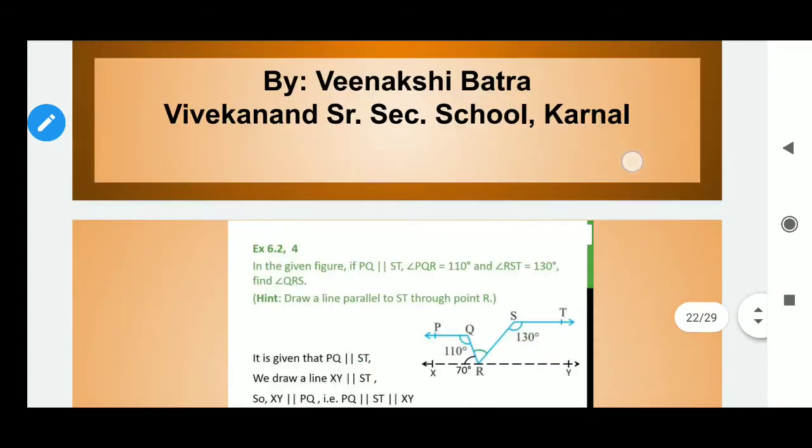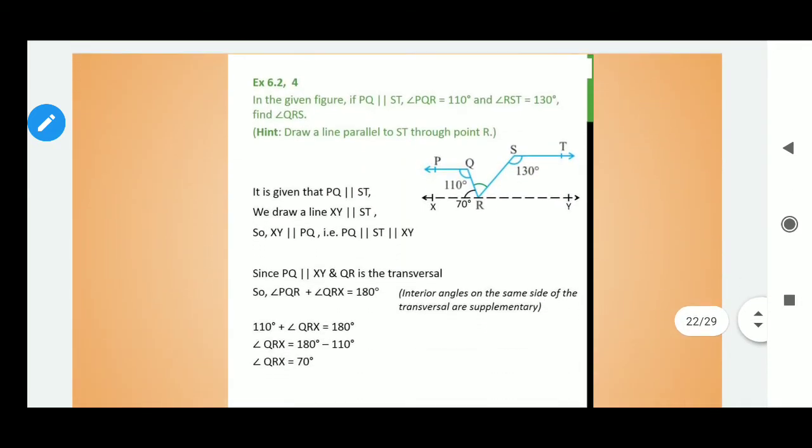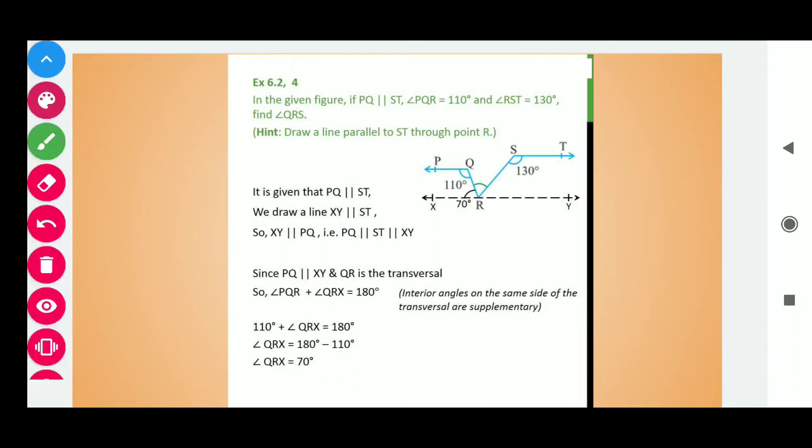Students, we are doing exercise 6.2 and today we start from question number 4. In this, we have a given figure. If PQ is parallel to ST and angle PQR is 110 and angle RST is 130 degree, find QRS.